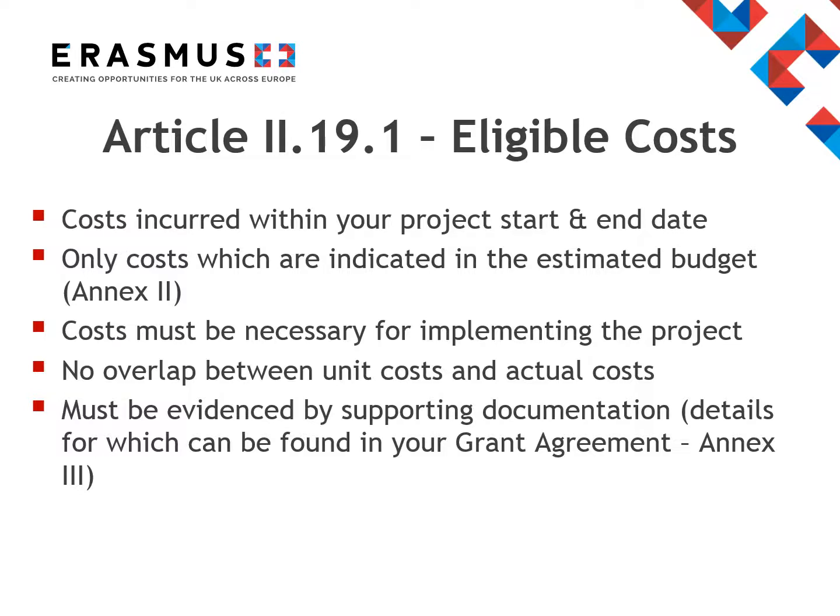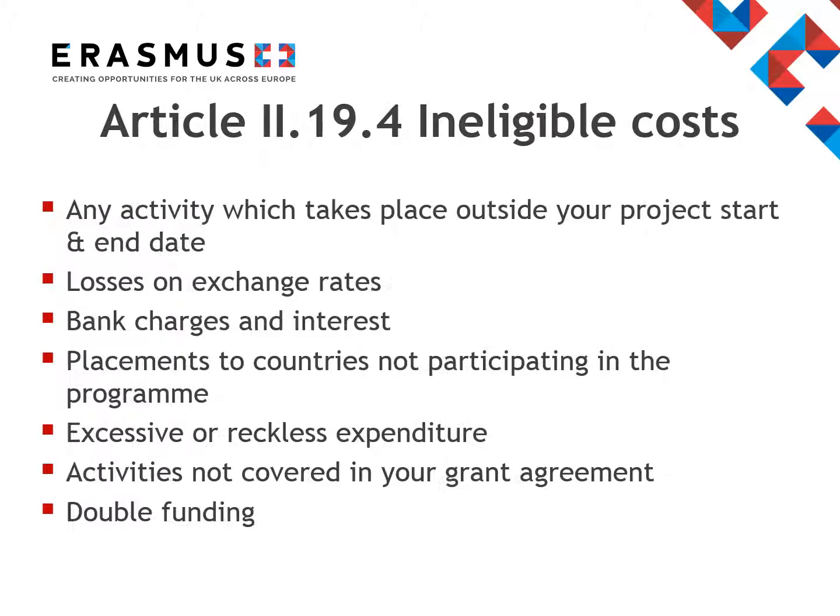Article 2.19 contains information about eligible costs for unit costs and actual costs. The full criteria for eligible costs is outlined here. All costs incurred in activities must take place within the project start and end dates as per your grant agreement. Any activity that falls outside of your overall project dates will be deemed ineligible, and you won't be able to claim the costs for these activities. On screen now is an example of costs which are considered ineligible. There are additional examples in this annex, and we would recommend that you check it carefully.